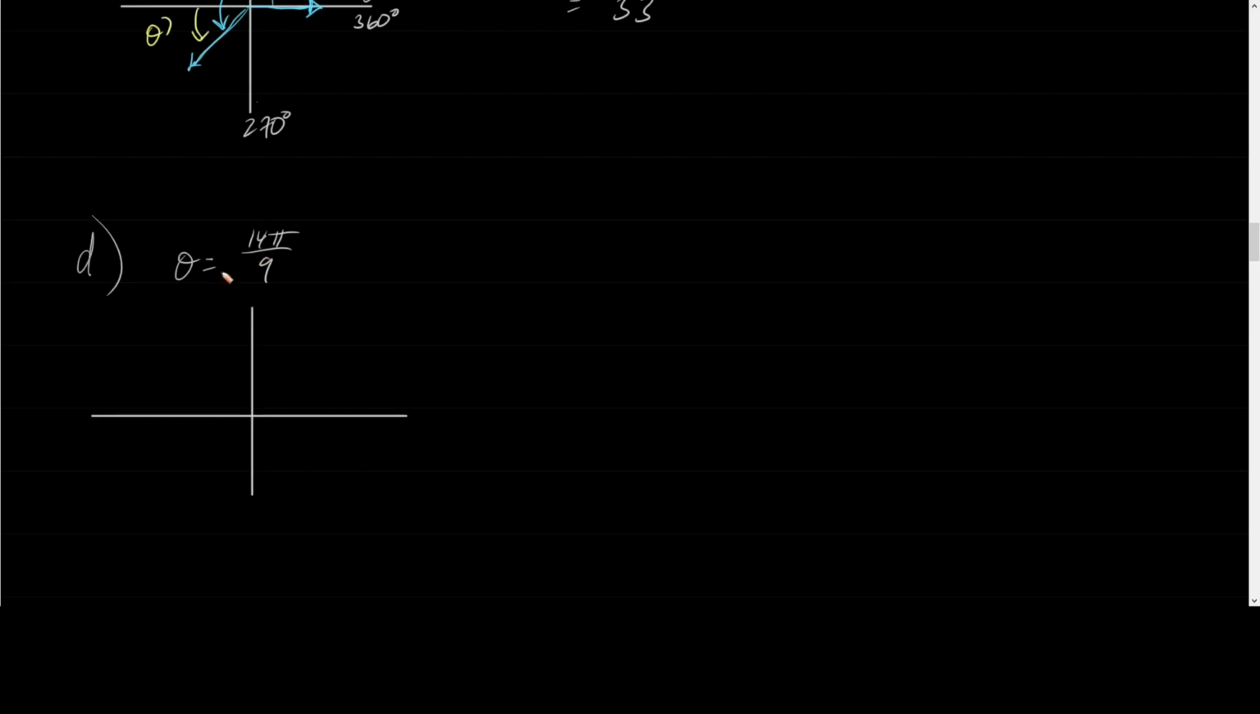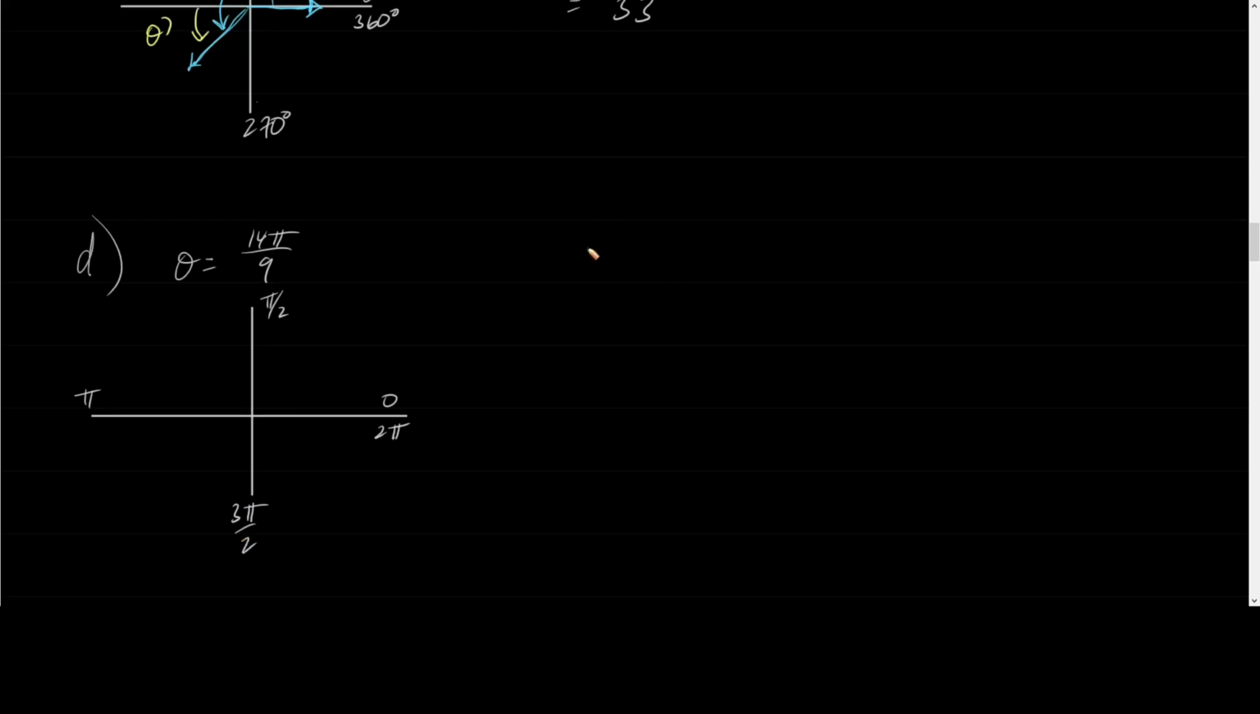Well, in radians, this angle is 0, this is pi over 2, this is pi, this is 3 pi over 2, and this is 2 pi. All right, so we have 14 ninths. So that's definitely going to be either in the third quadrant or in the fourth quadrant. But the question is, in which one? Well, we really just need to compare 14 ninths to 3 halves.